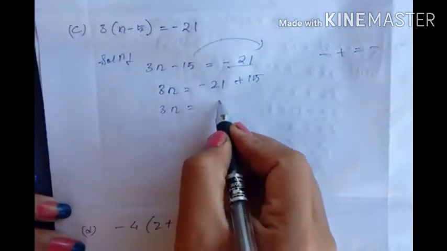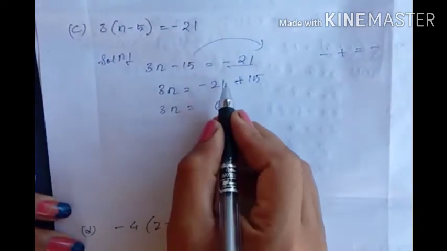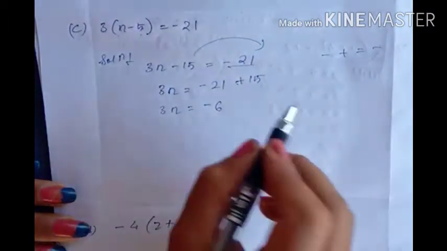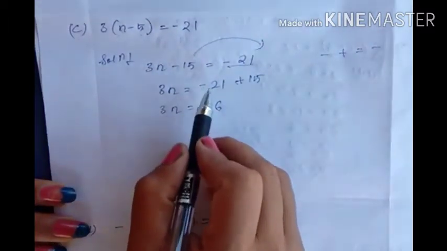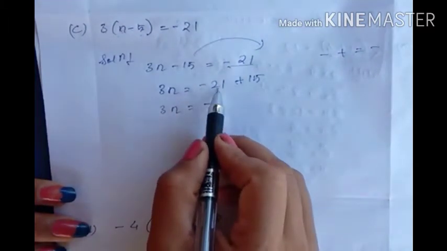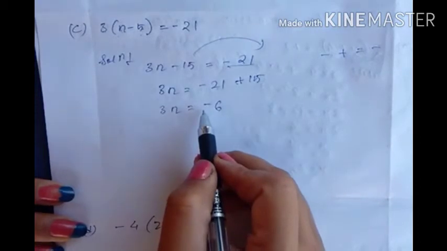So 6. And which is greater here? 21. So we have to put the greater number's sign, that is minus 6. Please don't forget to give this sign. Always we have to put the greater number's sign. So which is greater? 21. 21 is negative, so your answer will also be negative.